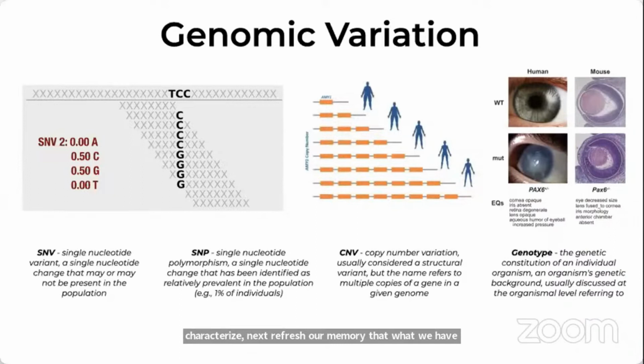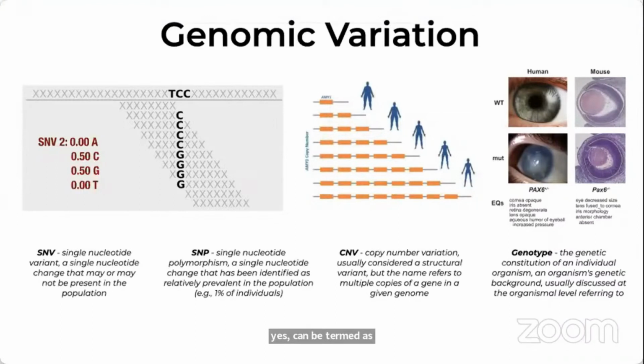So single nucleotide variant, or SNV in short, can be characterized as a single nucleotide change that may or may not be present in whole or most of the population. Basically, this means any change that we observe in our sample from the reference genome can be termed as SNV, or single nucleotide variation.